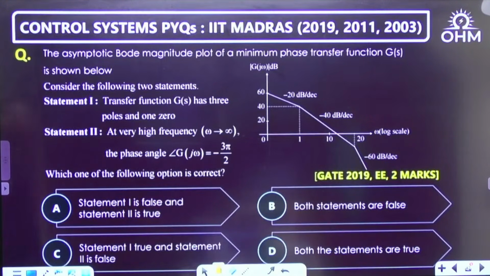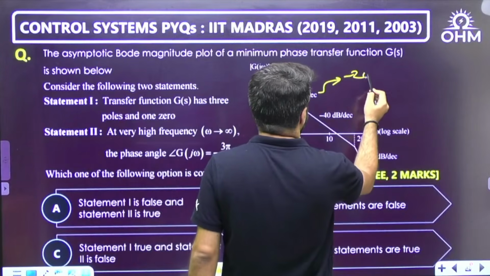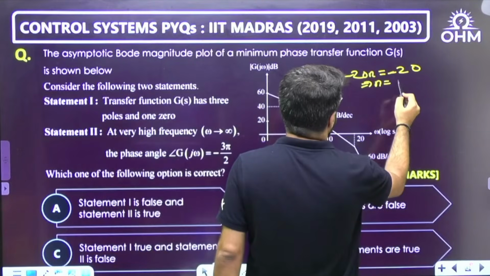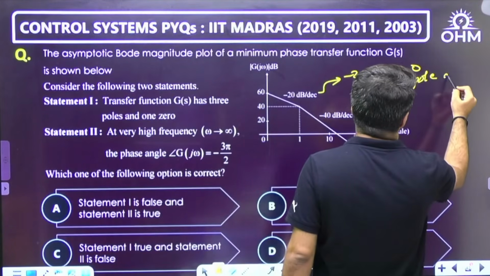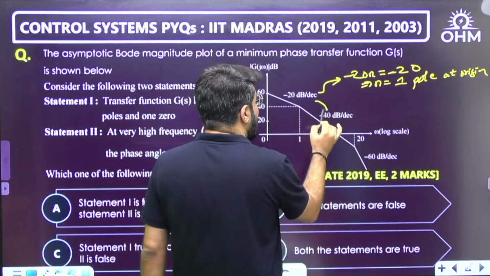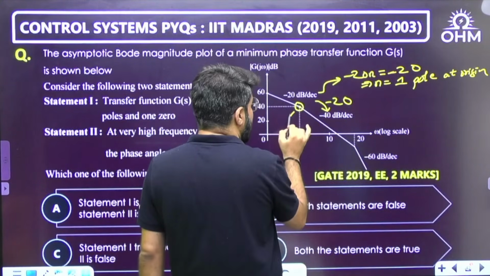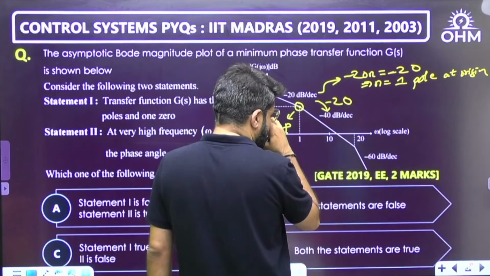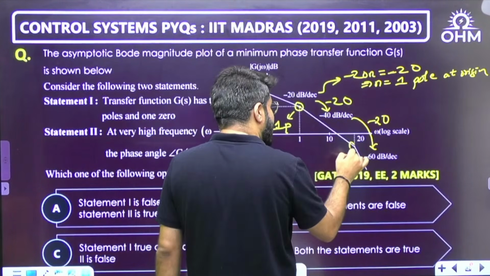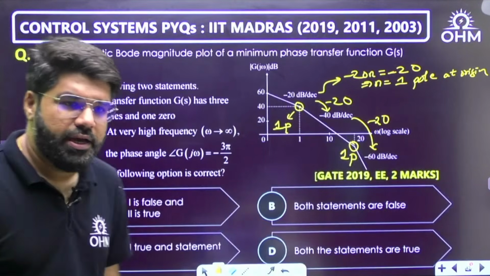So see here, the initial slope is minus 20, and the initial slope is to be compared with minus 20n. This will tell you n equal to 1. What is n? Poles at the origin. So there is 1 pole at the origin. Now, minus 20 to minus 40, the slope decreased by 20, so this is another pole. Minus 40 to minus 60, the slope decreased again, so this is also a pole. If the slope increased by plus 20, it would be a zero.